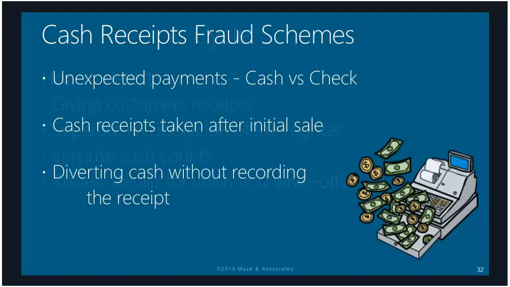So in the cash receipt cycle, some common fraud schemes, particularly when you have unexpected payments. We kind of discussed this a little bit earlier, but the things that are budgeted for or are normal, either monthly or quarterly payments, those usually aren't the ones that you're going to be as concerned about being stolen. The ones you really have to look out for are more the ones that are unexpected.